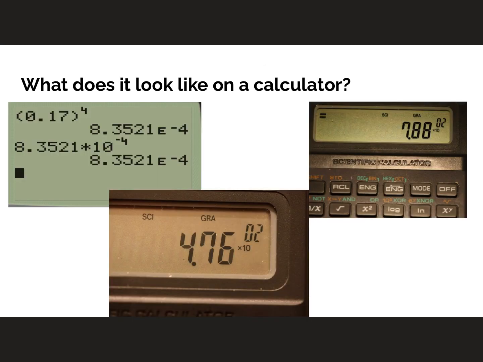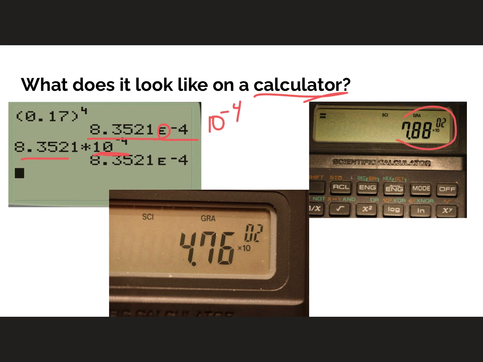Okay, so what does it look like when we're on calculators? Different calculators display them different ways. But have you ever gotten something that looks like this? 8.3521 e negative 4. All that means is that it is 8.3521 times 10 to the negative 4th power. So that's how it's written. They just use the e to mean exponent.